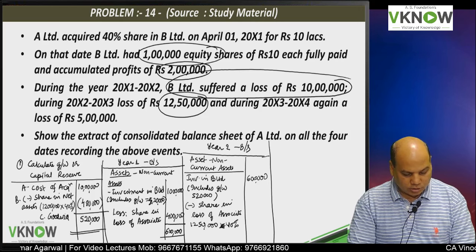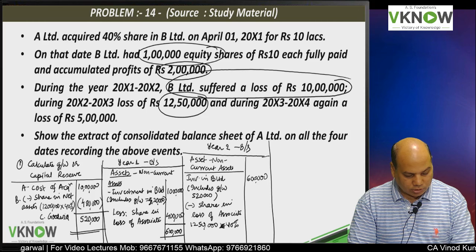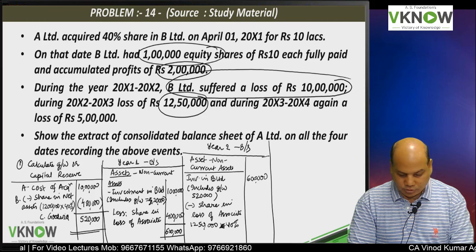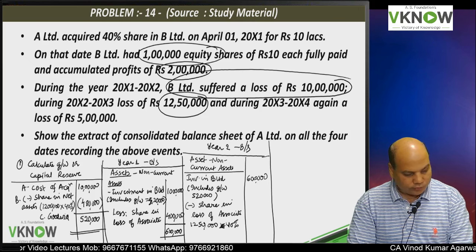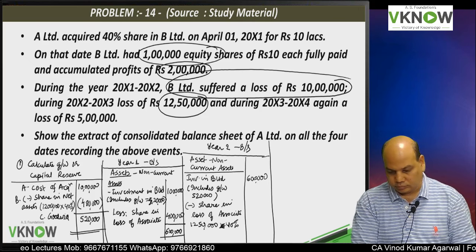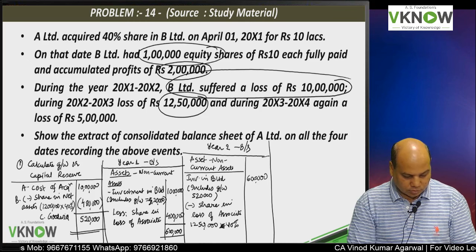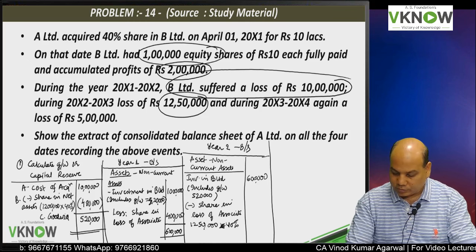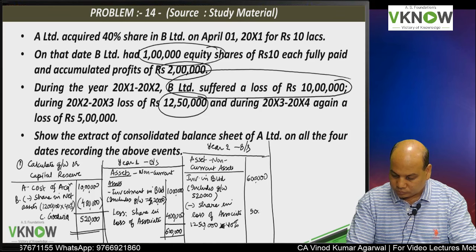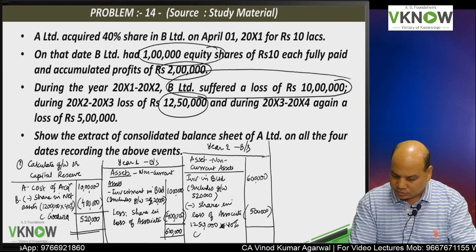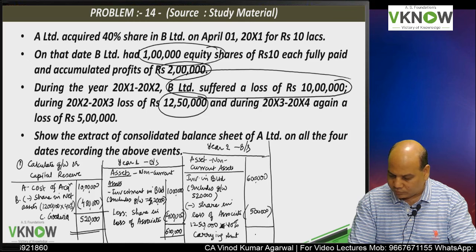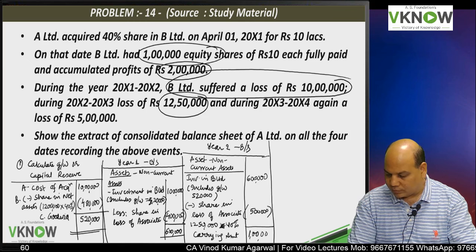Oh my God. Now the loss is how much? 12,50,000 into 40%. That is 5 lakh. Huge loss. So carrying amount will now be 1 lakh.